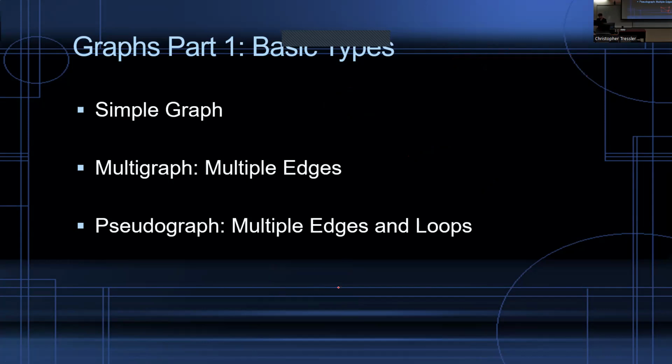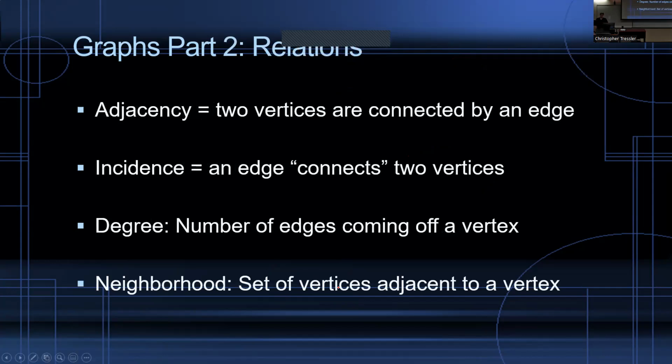Now, if we move on, we have all these different relations. So we have adjacency. What adjacency is saying is two vertices are attached by an edge. We have incidence, which is basically the exact opposite: an edge attaches to a vertex. We also have the degree. The degree is the number of edges coming off of a vertex.